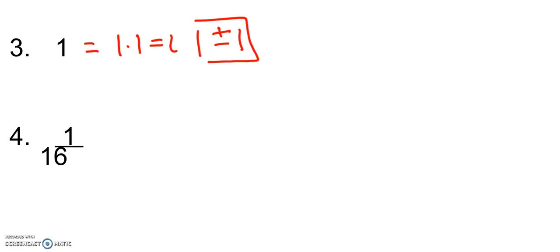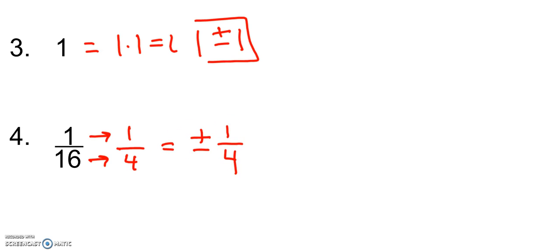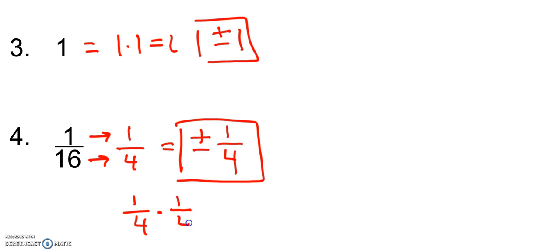Now, what about 1/16? Well, you have to do this one in parts. So do the numerator first. What's the square root of 1? Well, that would be 1. And the square root of 16 is 4. So my answer would be positive or negative 1/4. And if you want to check yourself, 1/4 times 1/4, multiply the numerators, you get 1. Multiply the denominators, you get 16.